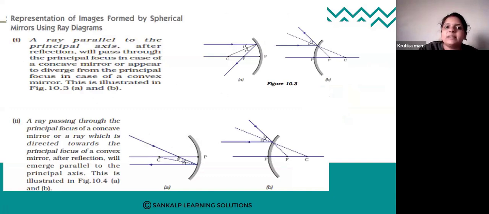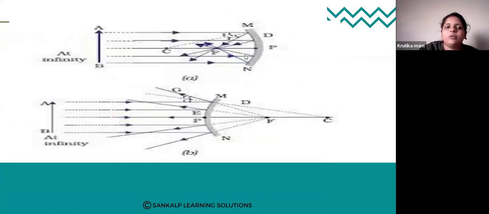Next, here we are discussing image formation. So how are images formed? The last point in this chapter for today's class is the representation of the image formed by a spherical mirror using a ray diagram. Whenever the object is placed in front of the mirror, it may be a concave mirror or a convex mirror.